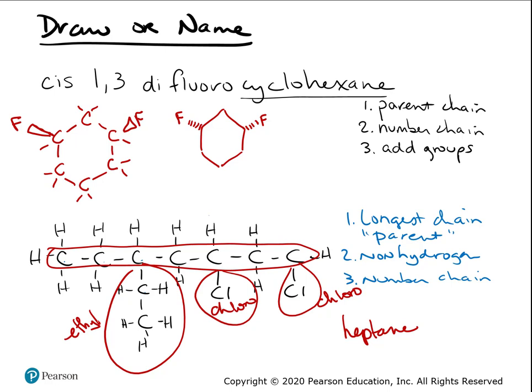All right, which side do you number from? Right or left, or does it matter? Right, because on the right is my chlorine. So this is 1 chloro, 2, 3 chloro, and then that's 1, 2, 3, 4, and then 5 ethyl. When I go to name it, which goes first? Chloros. So it'd be 1,3-dichloro, and then 5-ethylheptane.